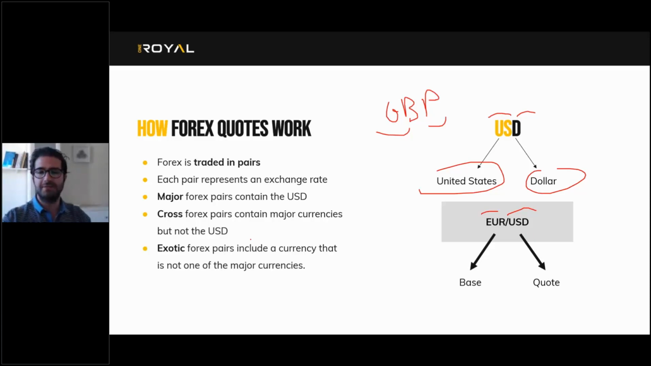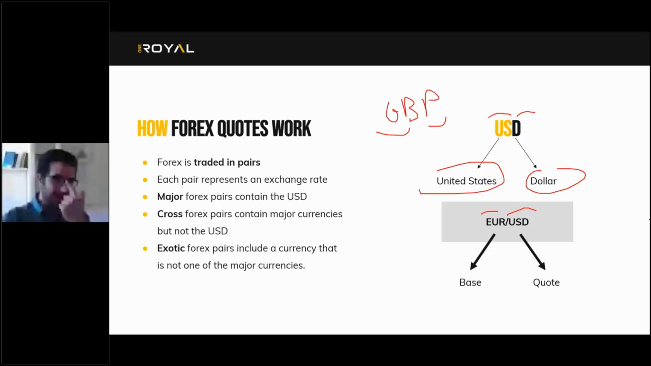Cross pairs are pairs that have major currencies but without USD. Example, GBP CAD or GBP JPY, and so on. Exotic pairs include an exotic currency and any other currency except, let's say, the US dollar. Example, we can talk about Euro NOK, which is Euro and Norwegian krona, or Euro ZAR, Euro and South African Rand. So these are exotic forex pairs.